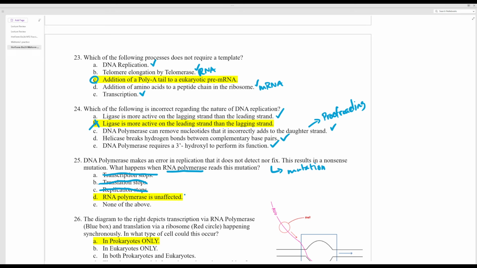RNA polymerase is unaffected. This is true, right? RNA polymerase reads that mutation and it doesn't sense it as a mutation. It's just another base pair. What RNA polymerase is doing is it reads the sequence. Hey, it's a guanine. I need to stick a cytosine on my growing RNA sequence. That's all it's doing.